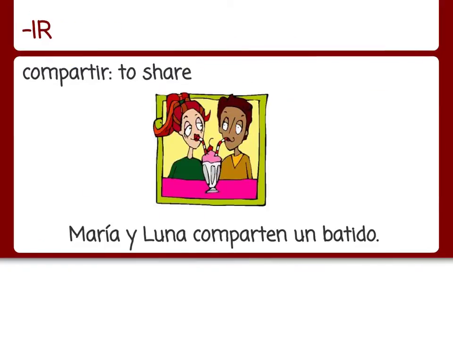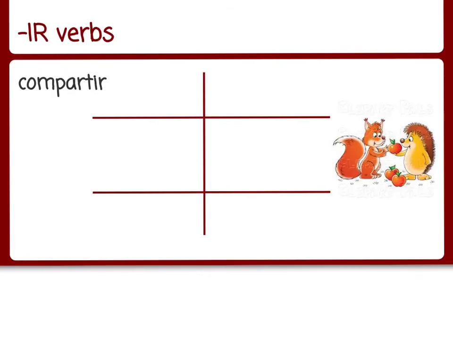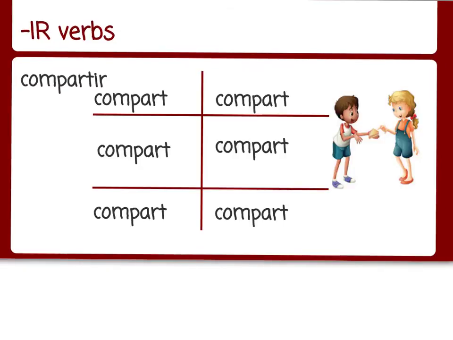Now let's look at IR verbs. Yo voy a usar el ejemplo compartir. I'm going to use the example compartir. ¿Qué quiere decir? To share. Por ejemplo, María y Luna comparten un batido. María and Luna share a shake. Once again, we want to draw on our six-pack for the verb compartir. Then we want to drop our IR, which gives us our root, compart.